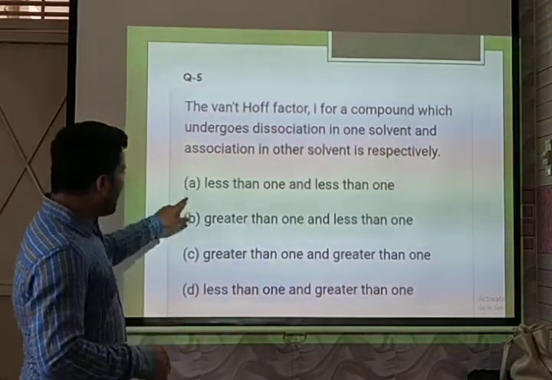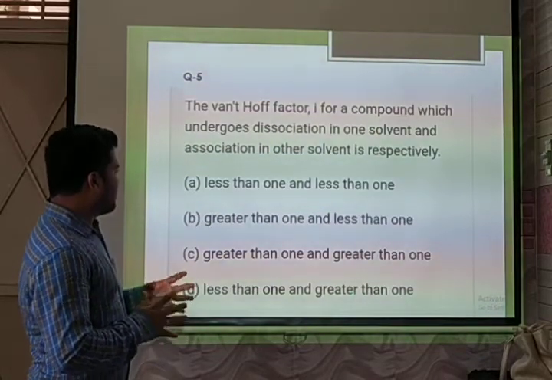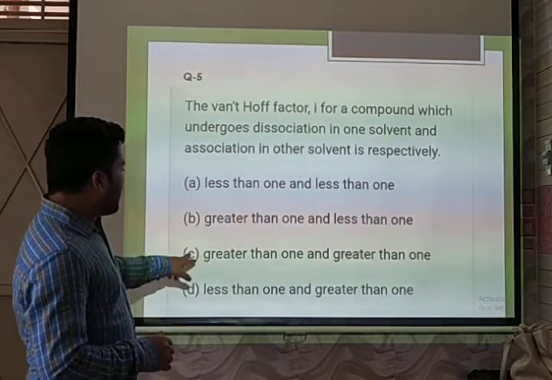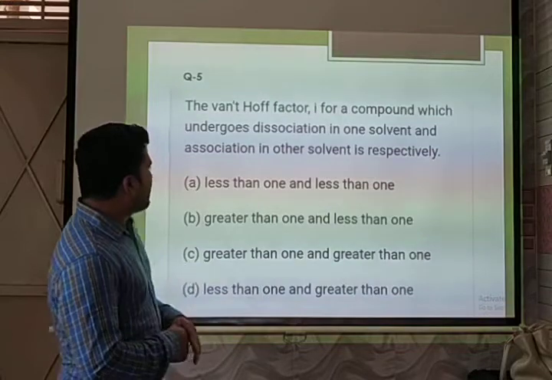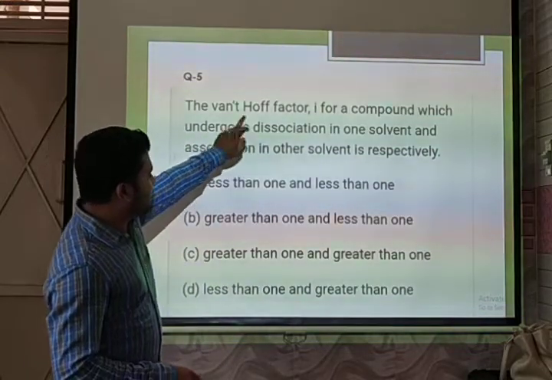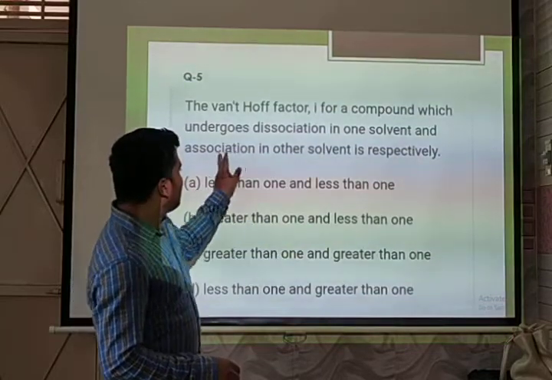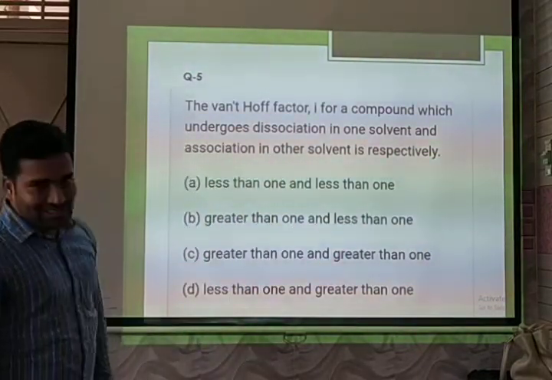For that, option A, less than 1 and less than 1, both not the same. Greater than 1 and less than 1. Greater than 1 and greater than 1. Less than 1 and greater than 1. In case of dissociation, it is greater than 1, so the first one is greater than 1. And the next one is association, which means less than 1. That means option B is the answer.